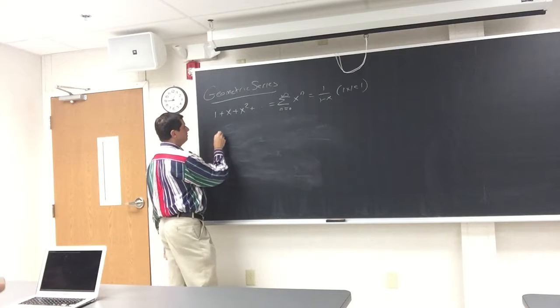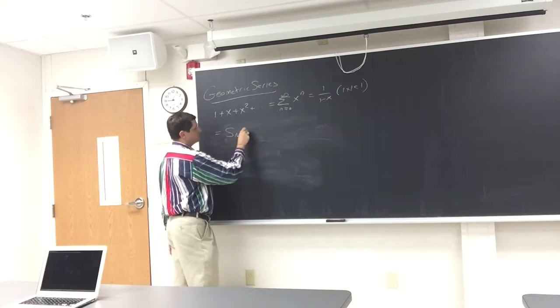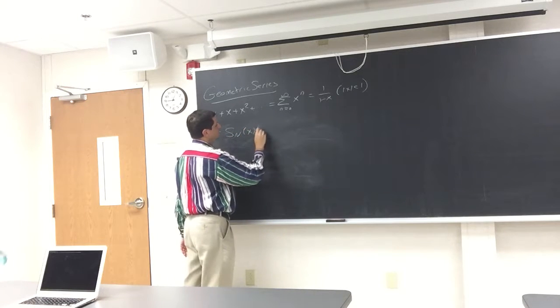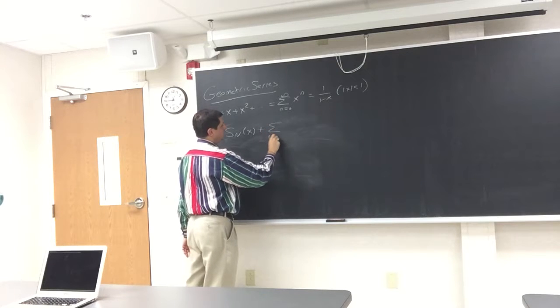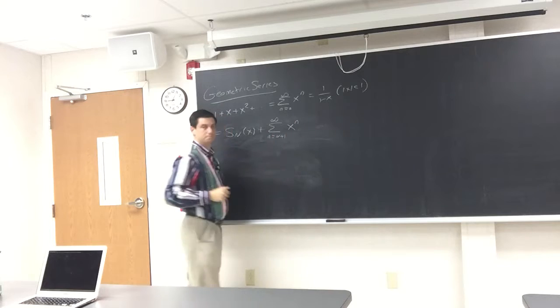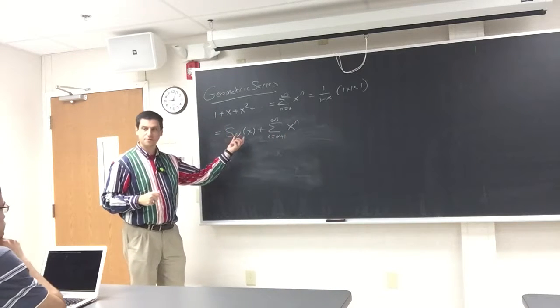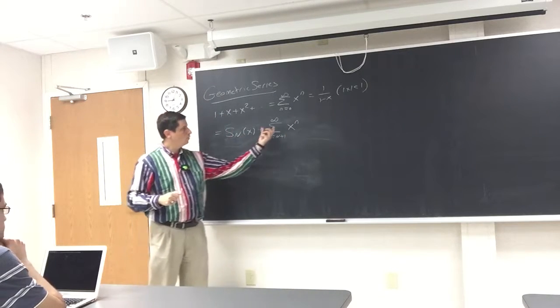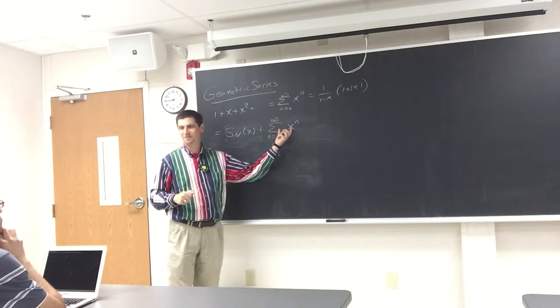What I can do is write this as S_N of x plus the sum, n goes from N plus 1 to infinity, of x to the n. This will just be the sum of the first big N terms. What can you tell me about this over here?